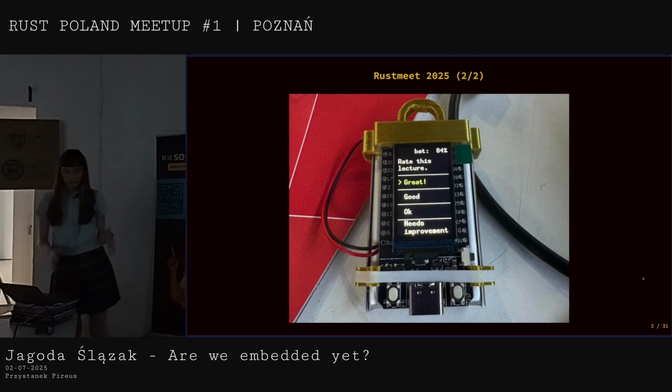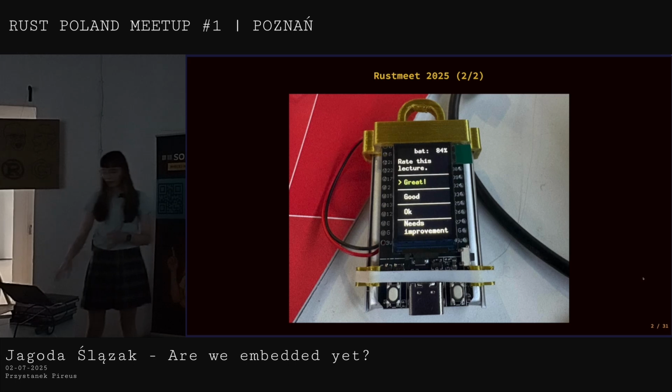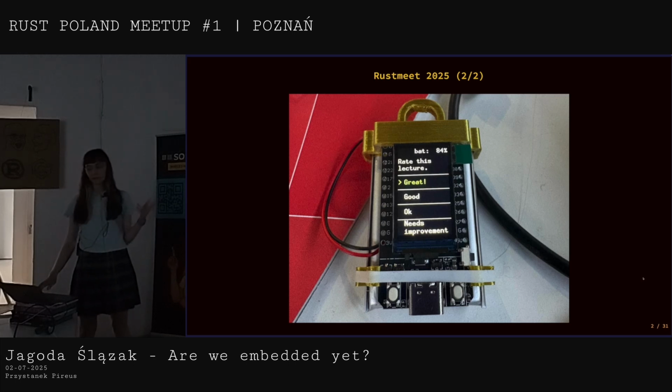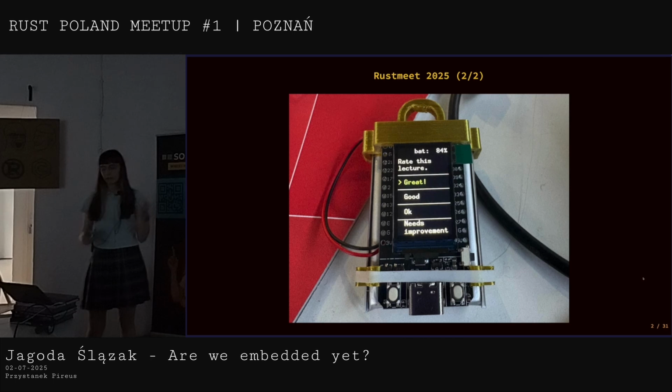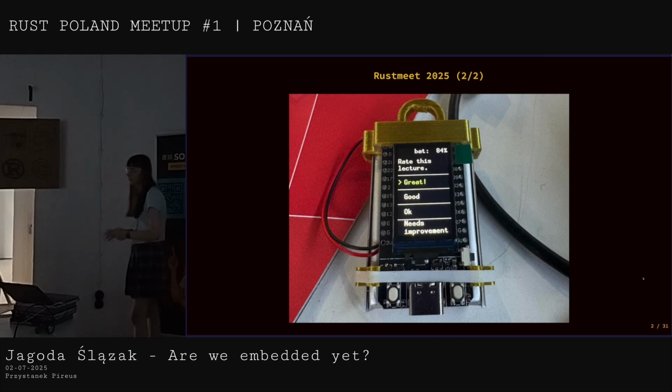And by the way, one more thing, because basically we invited Orhun to present Ratzilla at Rust Meet, and I think that was the moment I thought, wait, what if I tried to run Ratatouille on ESP32?